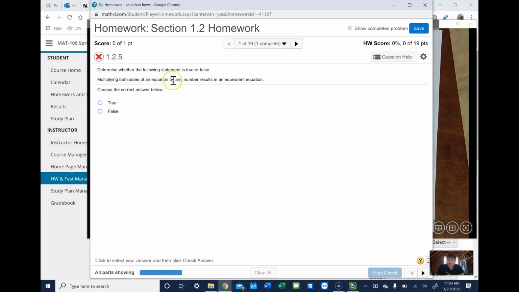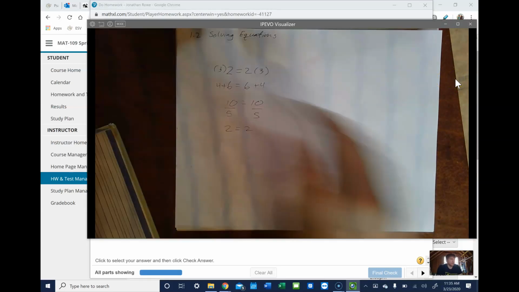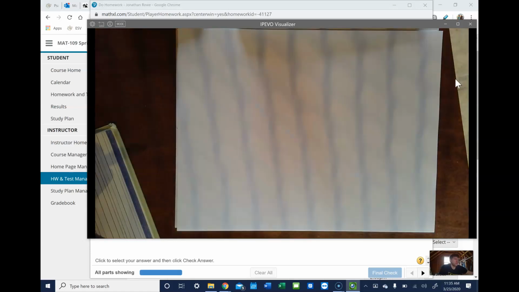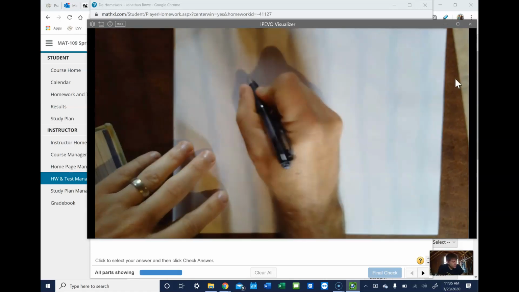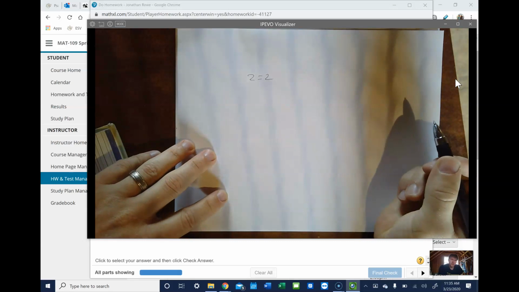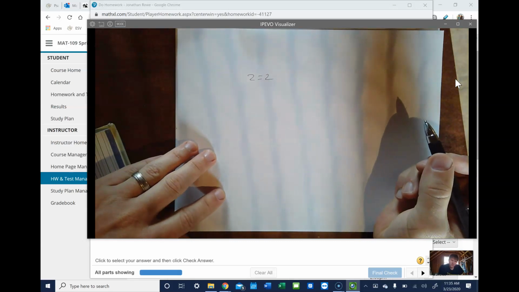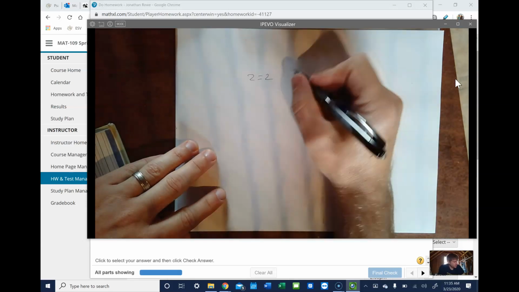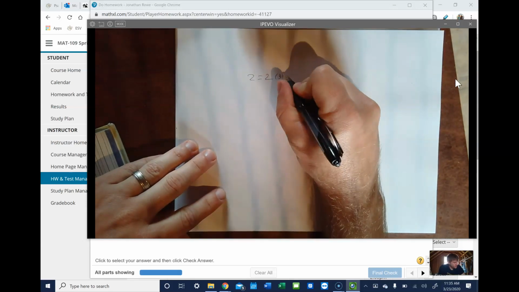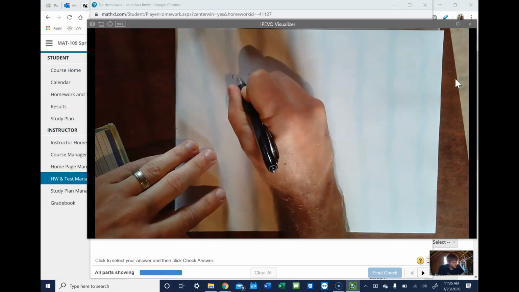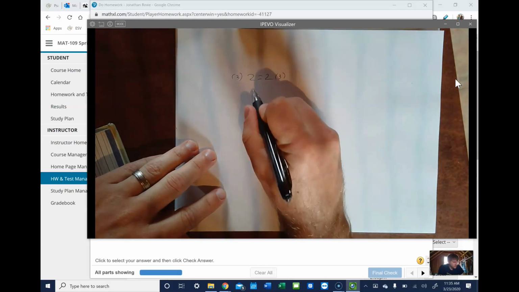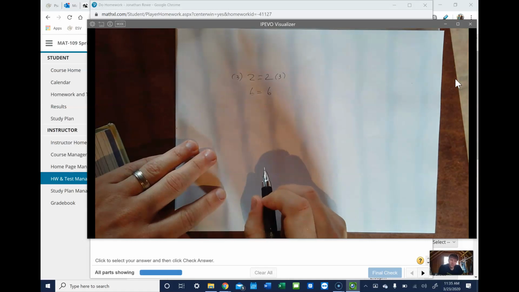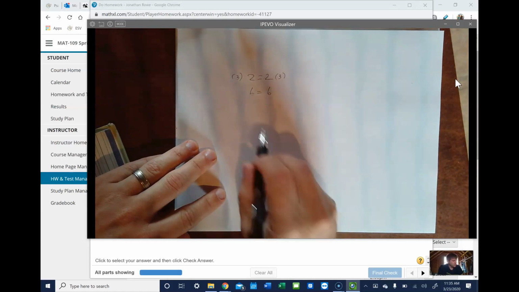Multiplying both sides of an equation by any number results in an equivalent equation. Let's take a look at that. Let's say we have 2 equals 2. I hope everyone would say that that is a true statement. If that's not true, then we are in trouble. So does everybody agree? 2 equals 2? Yes. Well, if we multiply both sides of the equation by, let's say, 3, then what do we get? We get 6 equals 6. So that is true also. So it's an equivalent expression.